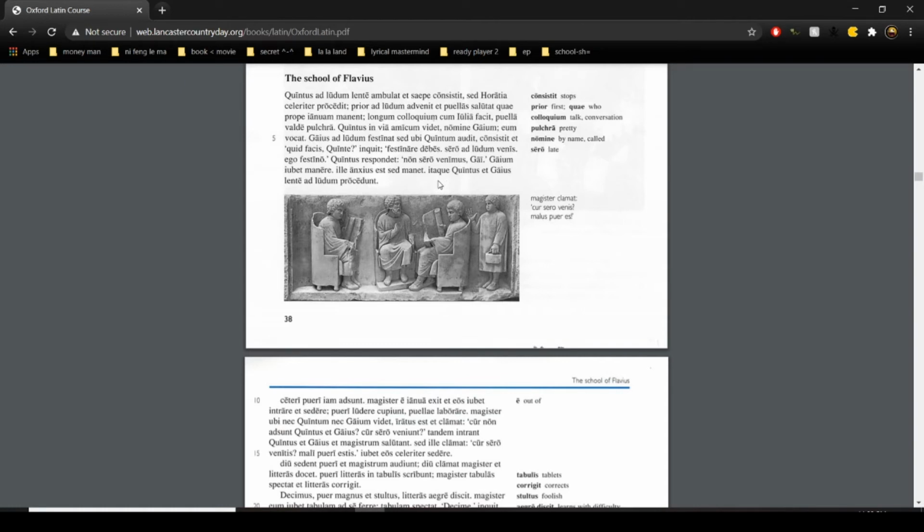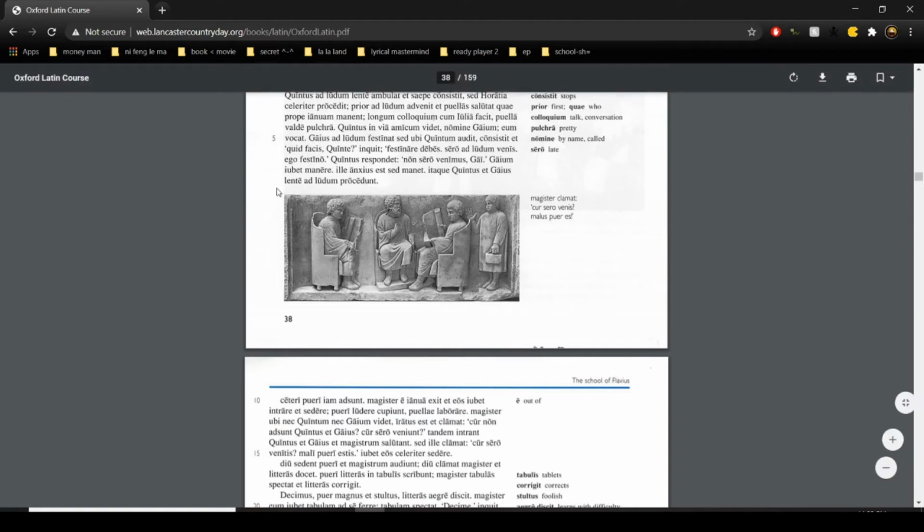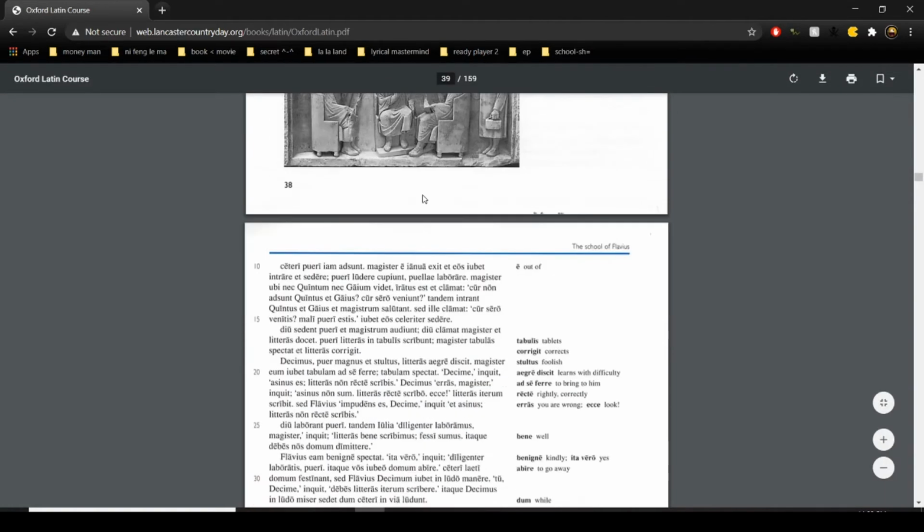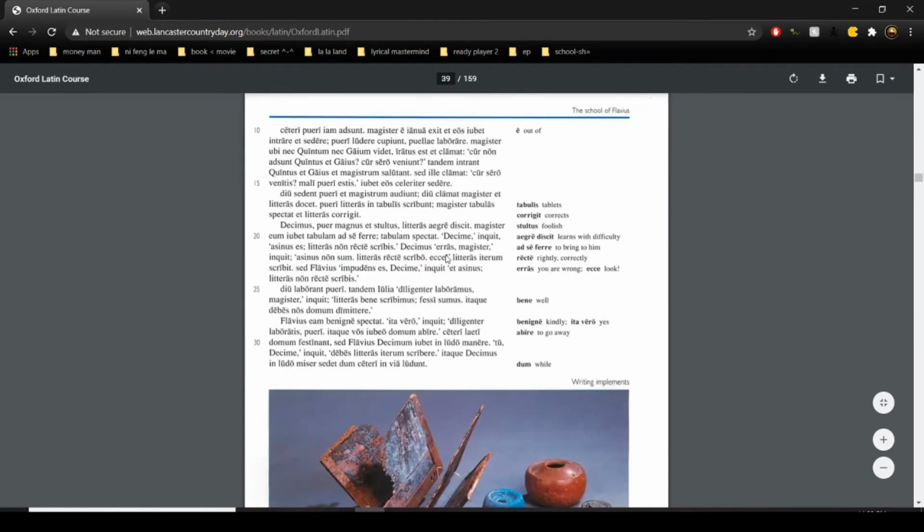This -que, when you add it on the end of a word, usually means "and," so this would be "and so." Quintus and Gaius walk slowly, or proceed slowly, to school. Now we have: Ceteri pueri iam adsunt. So the other children are already there.